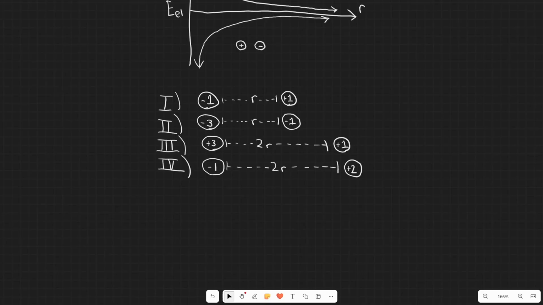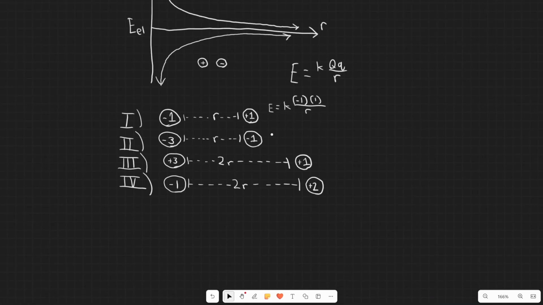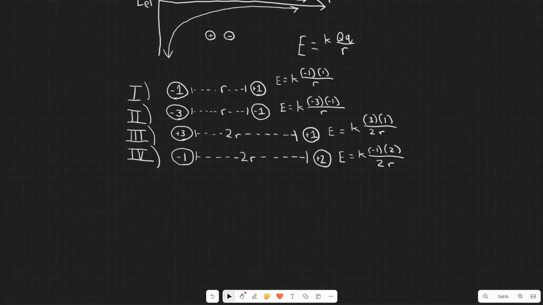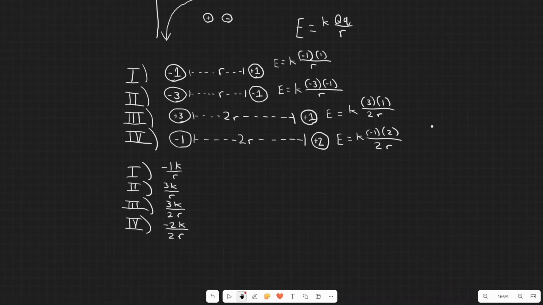So we know E equals K times Q1 Q2 over R. So let's write out the equation for each pair. If we simplify everything, we should get negative 1K over R, 3K over R, 3K over 2R, and negative 2K over 2R, which just simplifies to negative K over R.